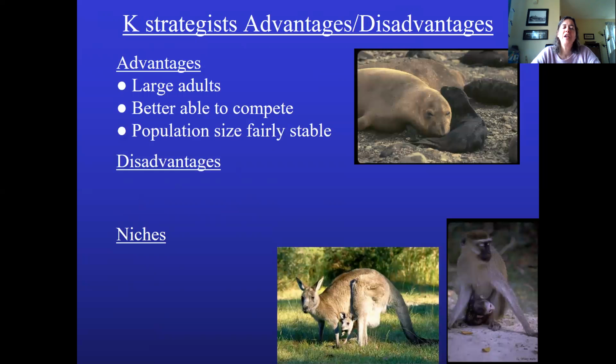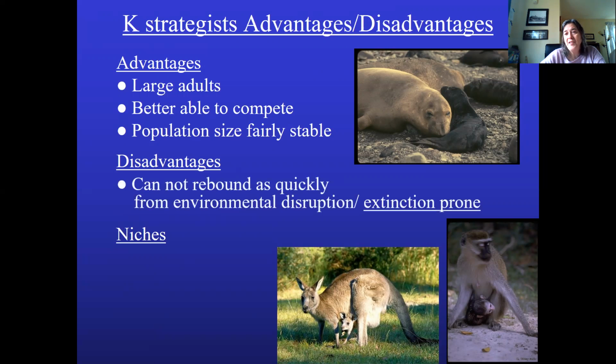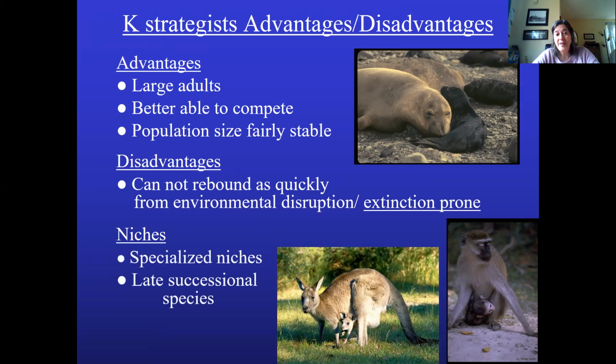K strategists, you're going to have large adults, you're going to be better able to compete, and your population size generally tends to stay fairly stable. Disadvantages: because the population growth rate is low, you're not going to be able to rebound as quickly after there's some kind of disruption event. And so you're going to be a little bit more extinction prone if things change. They're going to be more specialists, late successional species.